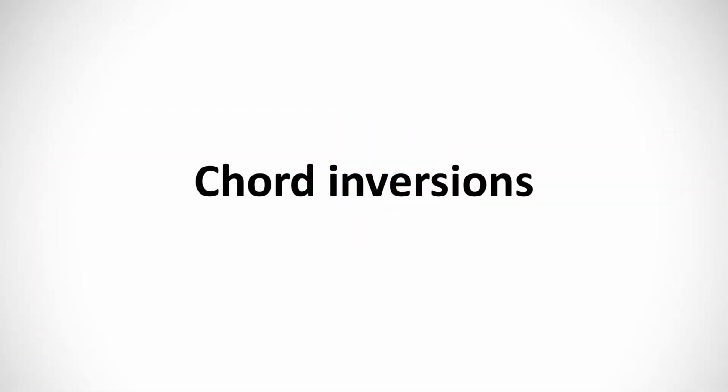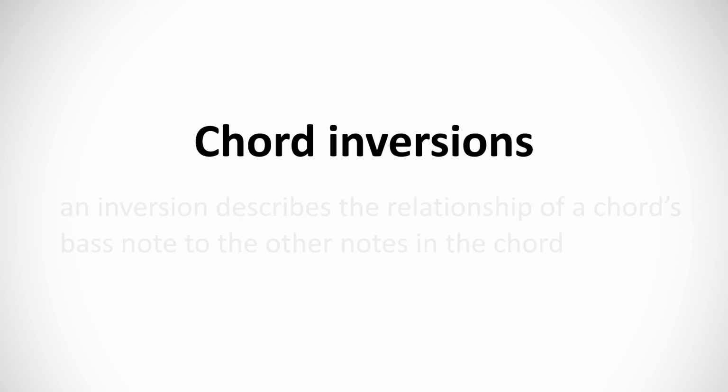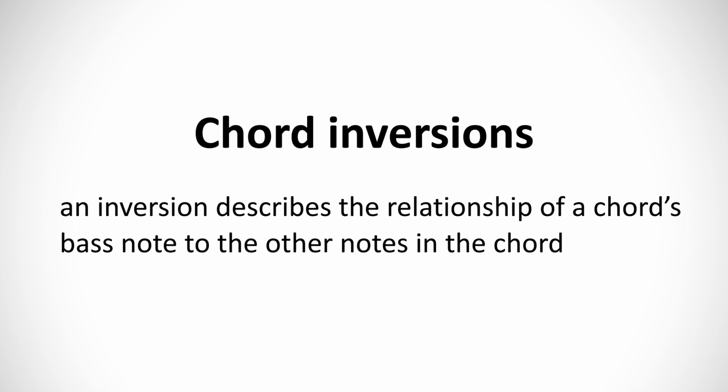Chord inversions. So what on earth is an inversion? Well, an inversion describes the relationship of a chord's bass note to the other notes in the chord. For instance, a C major triad contains the tones C, E, and G. Its inversion is determined by which of these tones is the bottom note in the chord. In other words, it's a chord in which all the expected notes are there, but the ordering has been changed, so the root is no longer at the bottom.